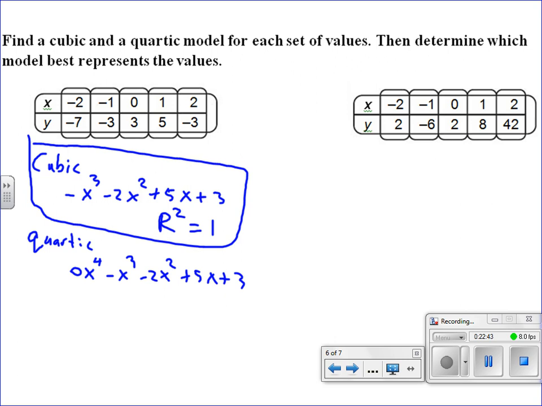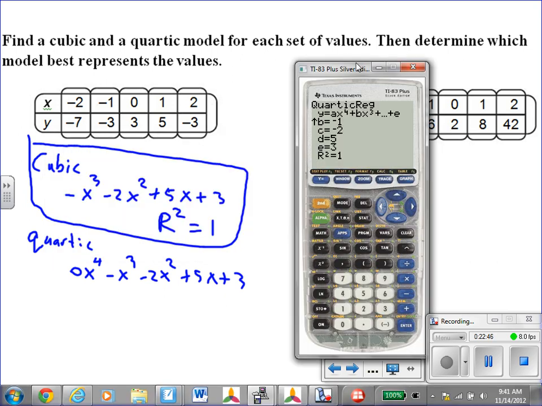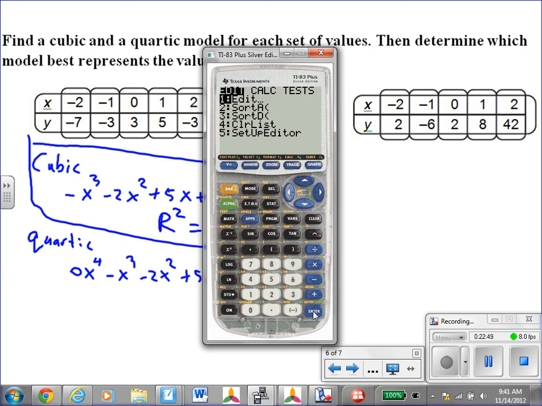If you go over to the other one here and you type in everything, so stat, edit. This is -2, -1, 0, 1, 2 again. So then over here we've got 2, -6, 2, 8, and 42. Stat, calculate the cubic model, regression first. It's weird because R2 is 0.97. Okay, that's fine. That just means that not all the points fit on there.